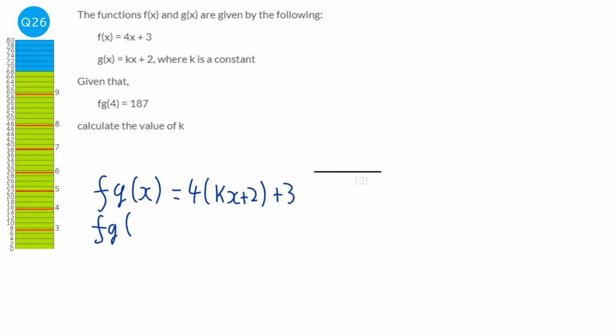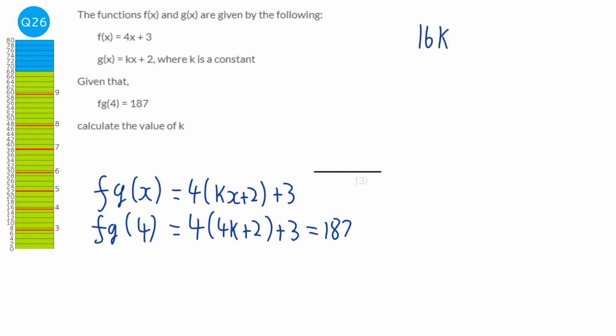So when 4 is put into it, let's put that 4 in. So 4 brackets, and it's k times 4, so that's 4k, plus 2, plus 3, and it says that that will equal 187. So we've actually got something we can solve here. I'm just going to rewrite that, but I might expand the brackets as well while I'm at it. So 4 times 4k is 16k, 4 times 2 is 8, plus 3 equals 187.